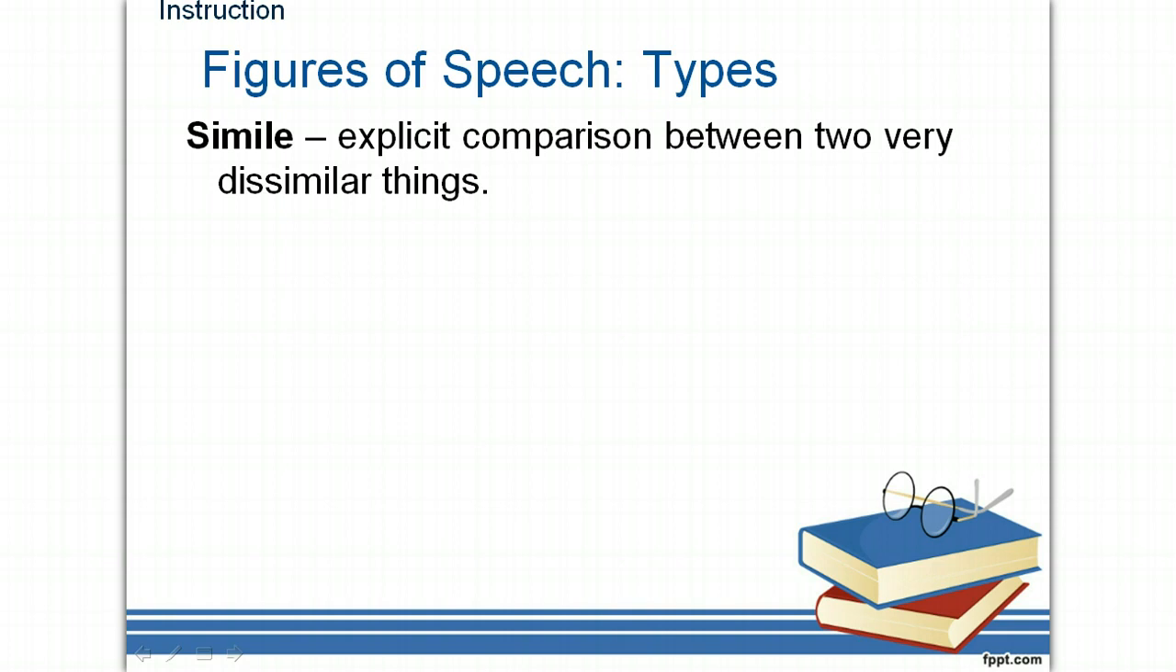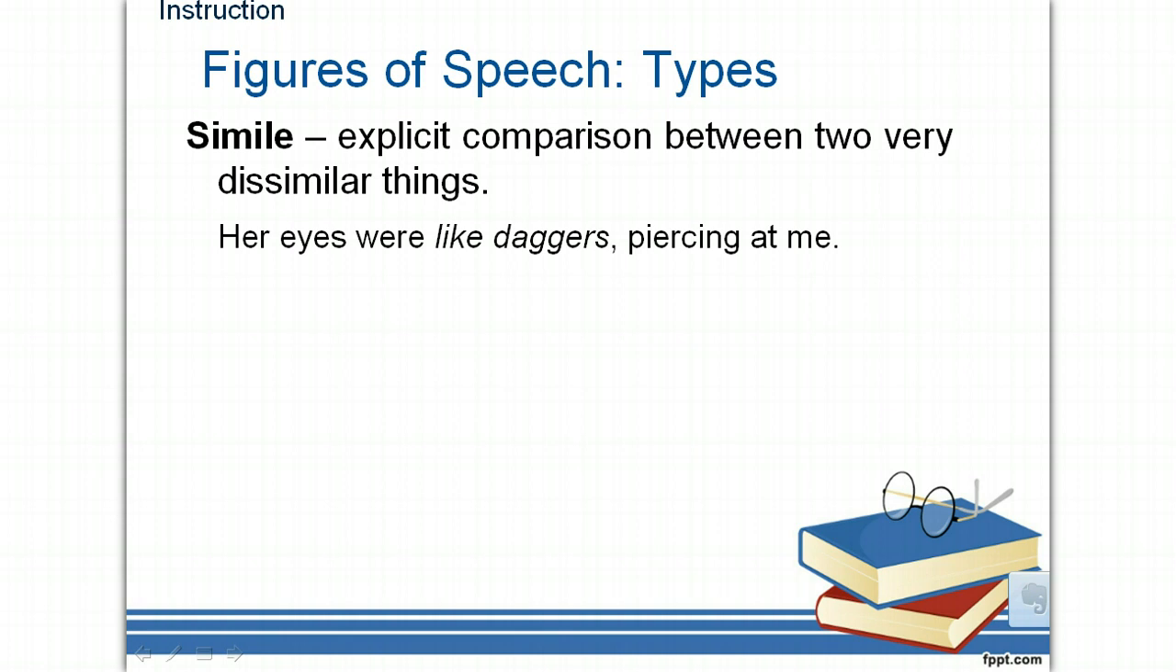An example of this is a simile. It is a comparison between two dissimilar things. For example, comparing somebody's eyes to daggers gives the impression of how sharp that person's stare is.